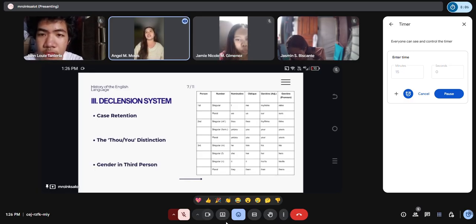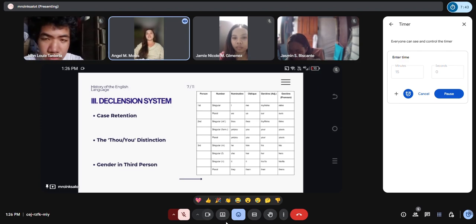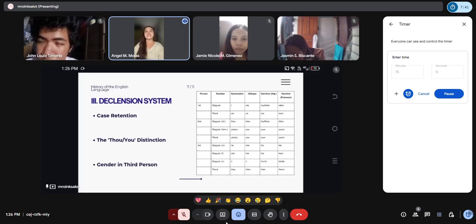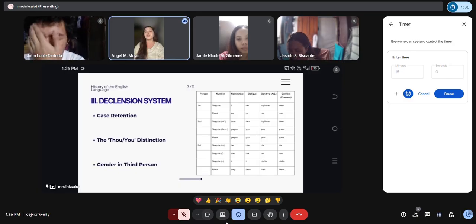The third person maintains gender distinctions in the singular, he, she, it, and uses gender neutral forms in the plural. The table summarizes the morphological forms of early modern English pronouns, reflecting both retentions of inflectional distinctions and ongoing simplification processes during the period. And we have three types of declension system. First is case retention. In linguistics, this is when certain word classes like personal pronouns keep a more complex grammatical case system compared to other word types.